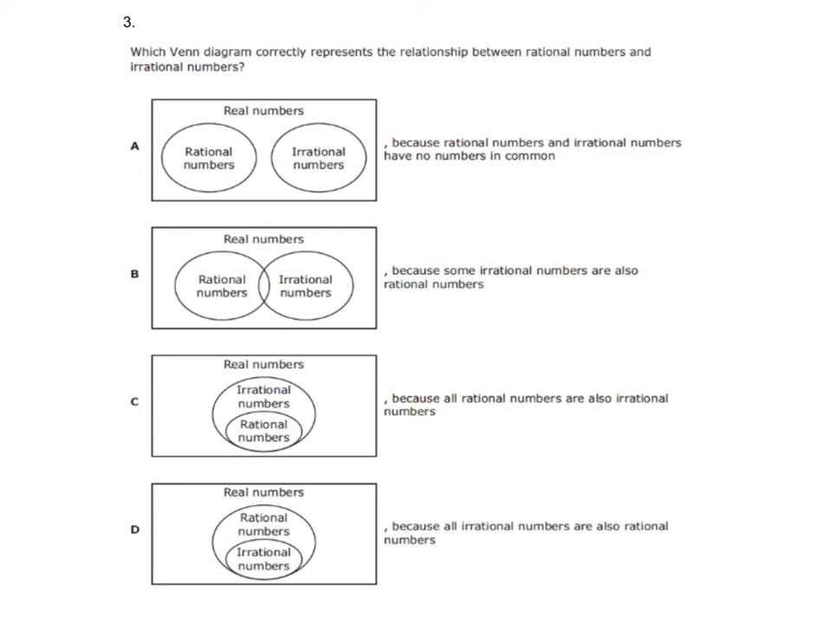B, real numbers, and you have rational numbers and irrational numbers. Because some irrational numbers are also rational numbers. C, you have real numbers, irrational numbers, and rational numbers in the diagram. Because all rational numbers are also irrational numbers. D, real numbers, rational numbers, irrational numbers. Because all irrational numbers are also rational numbers. Go ahead and press pause if you need to.